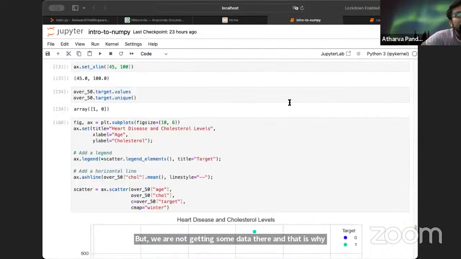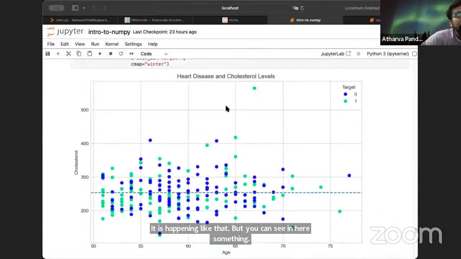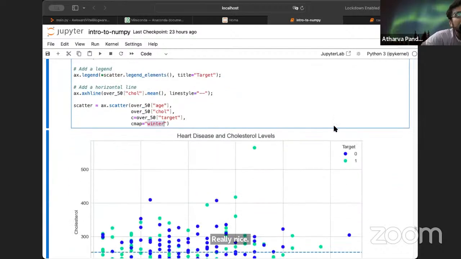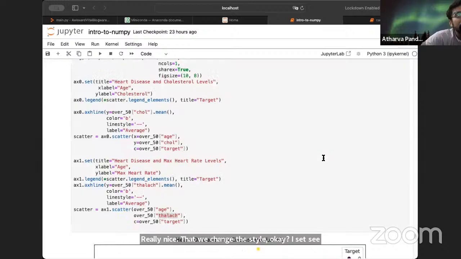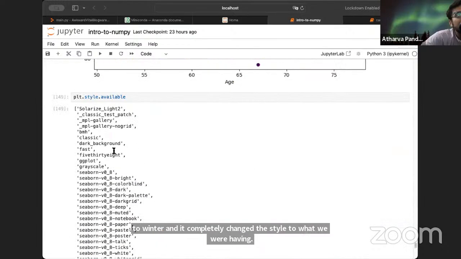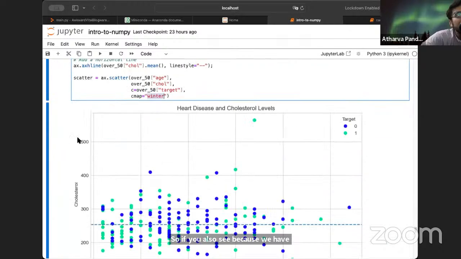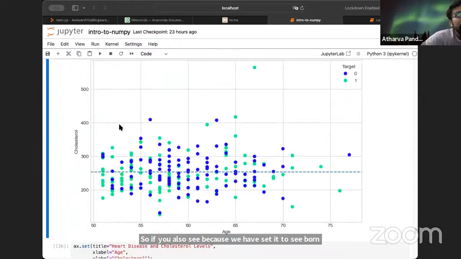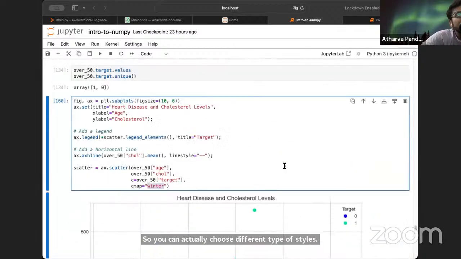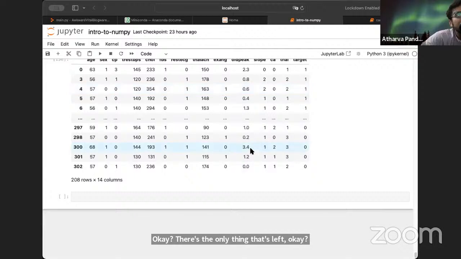But you can see in here something really nice, that we changed the style. I set cmap to winter, and it completely changed the style from what we were having. Because we have set it to Seaborn now, this whole grid style and everything has changed. So you can actually choose different types of styles. That's the only thing that's left. There are so many styles that you can cover. I'll definitely share this notebook with you. And that is the end of Matplotlib.